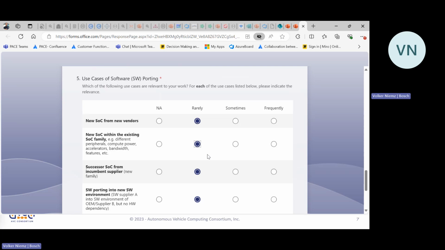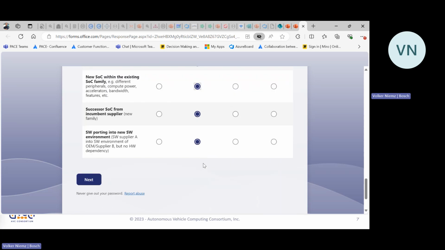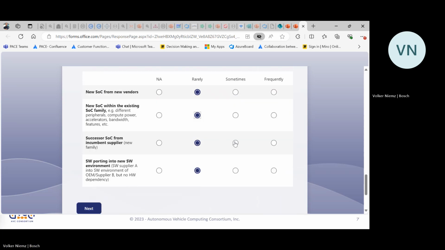Okay, all right. New SoC with the existing SoC family, for example, different peripherals, different compute power, accelerators, bandwidth for features. Yes, you do that frequently or rarely? No, sometimes. What was this one here, or last one? This one, see, successor SoC from incumbent, right? You're talking about this one?